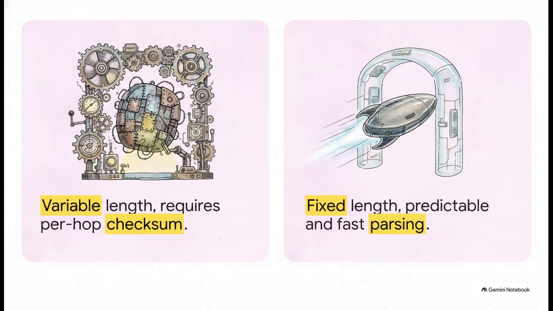It's wildly inefficient. Now contrast that with the IPv6 header. It's a streamlined, fixed 40 bytes every single time. There are no variable options in the base header and no per-hop checksum recalculation. It's just a massive performance upgrade that lets routers forward packets at raw hardware speeds at an incredible scale.